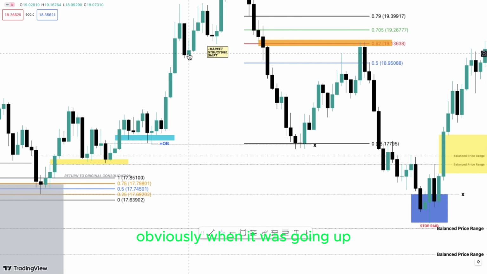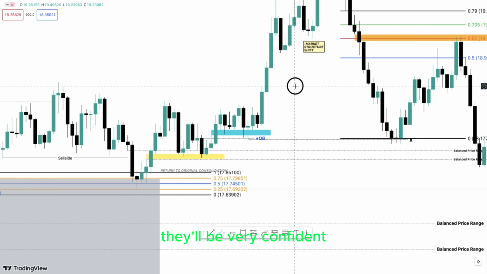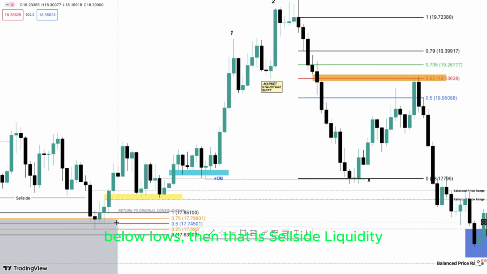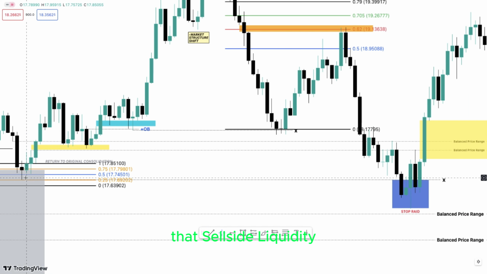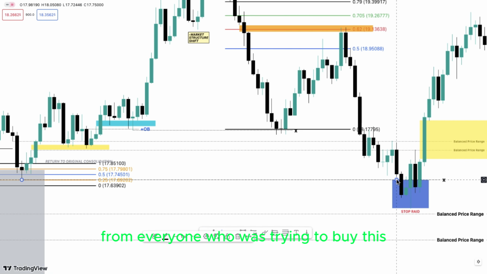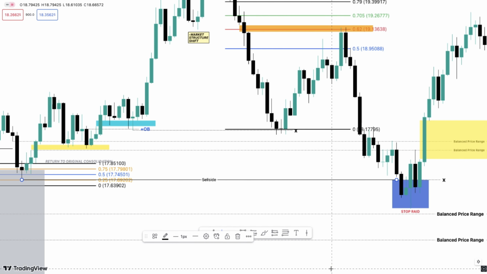Obviously, when it was going up, the traders that were buying this will be very confident putting their stop losses below these lows here. That is sell side liquidity. So the algorithm will target that sell side liquidity, target the sell stops from everyone who was trying to buy this when it was going up, for a full market maker buy and sell model.